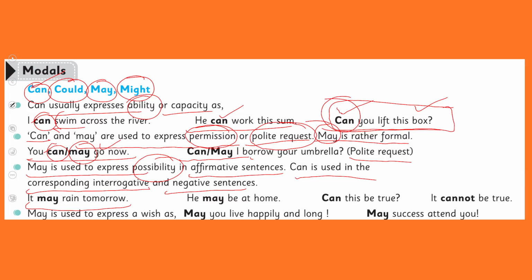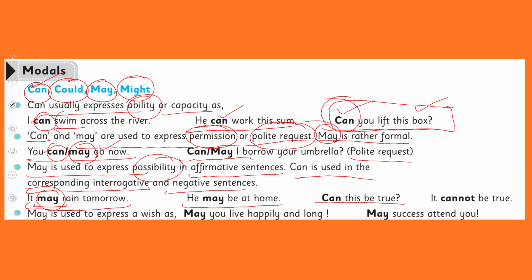You cannot say it can rain tomorrow because you are not sure about it. So when we are not sure, but there is a possibility, a chance of something happening, you will use the modal verb may. He may be at home.